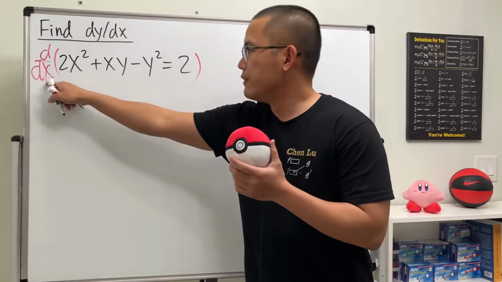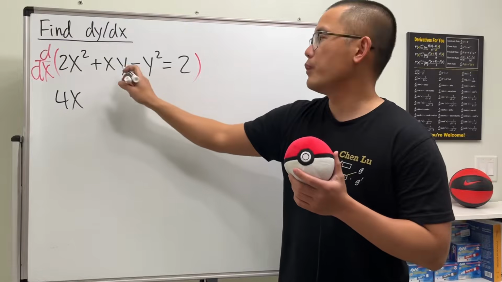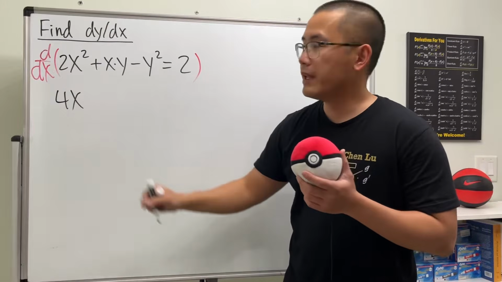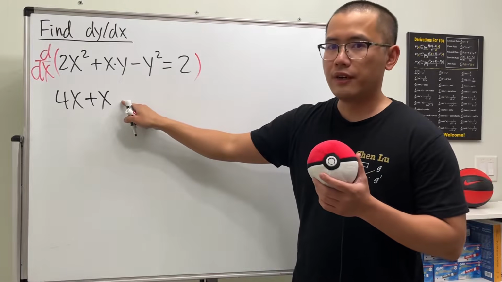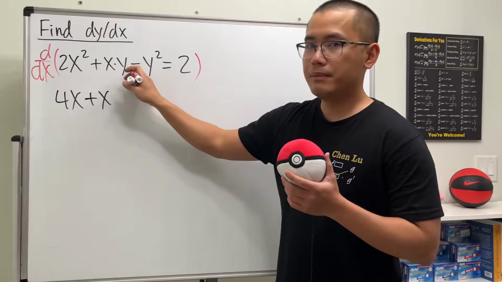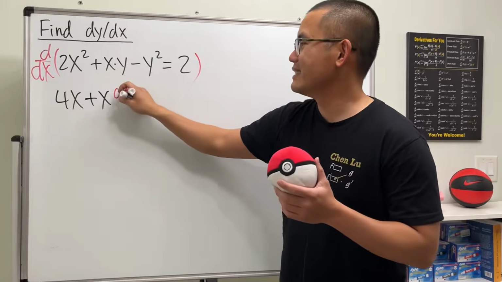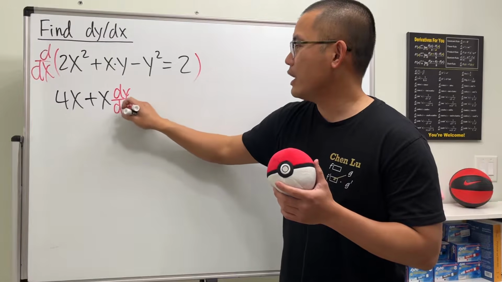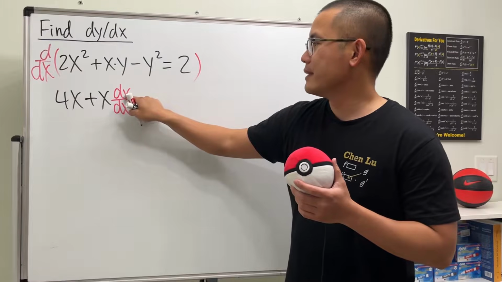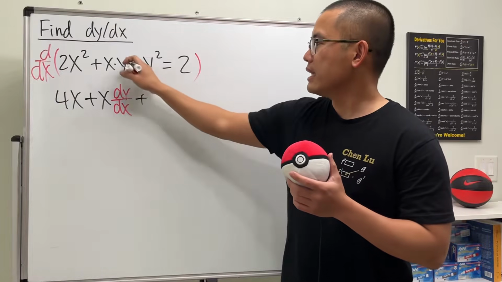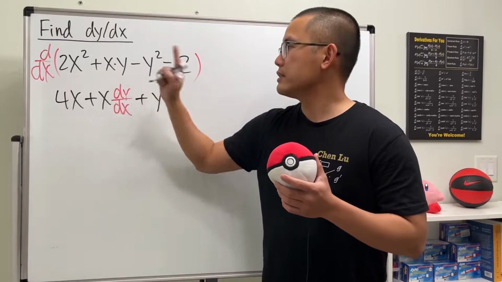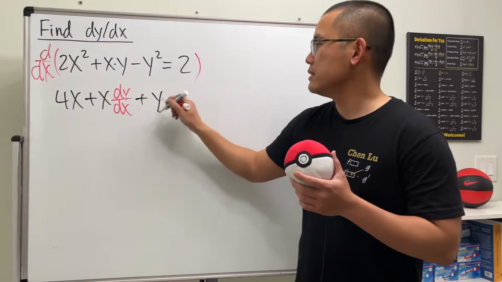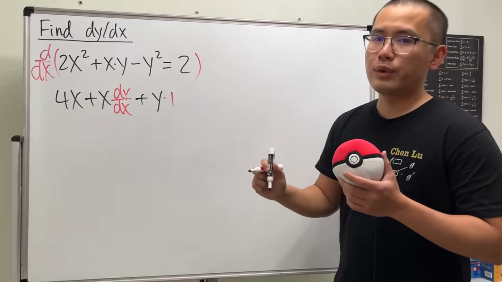And then to differentiate x times y, we will have to use the product rule. Let's keep the first function, which is x, and we multiply by the derivative of the second, and that's going to be dy/dx, the derivative of y with respect to x. And then we add the second function, which is y, and we multiply by the derivative of the first. The derivative of x is just equal to 1. So that is what we have.